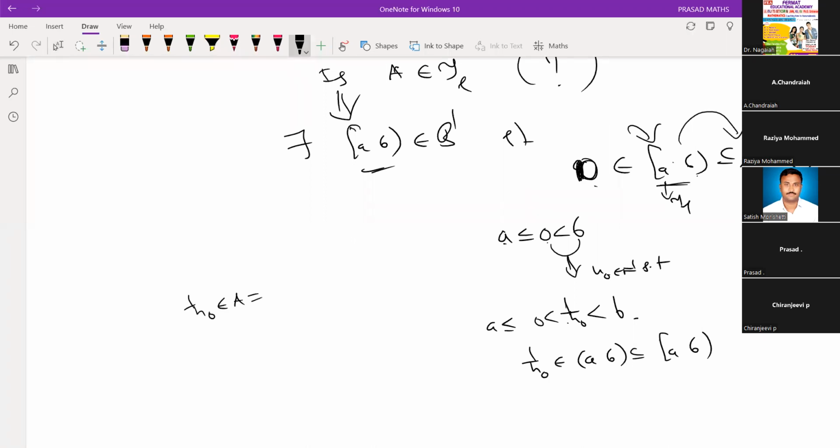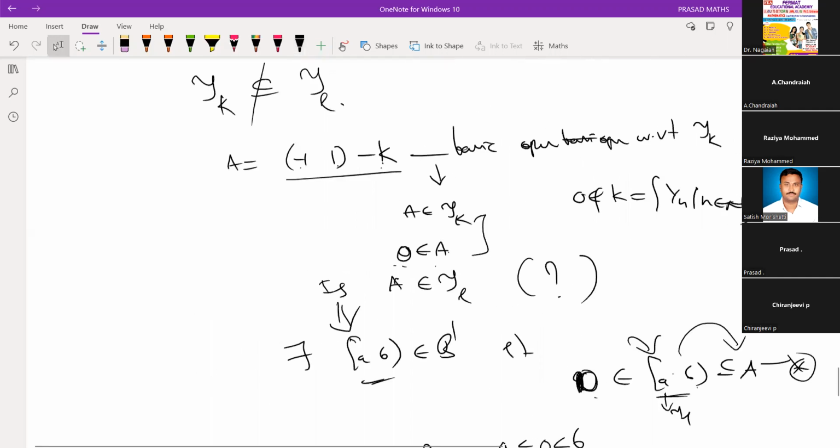But the thing is, what is A? Actually, A is nothing but (-1, 1) minus K. So this is absolutely a contradiction, because A is the set of all real numbers lying between -1 and 1, excluding 1 by n's. So 1 by n naught being in A is absolutely wrong. Therefore, we are getting a contradiction. The claim that it is open with respect to tau L is wrong. Therefore, our argument is wrong. Therefore, it is not open with respect to tau, therefore tau K is not containing tau.